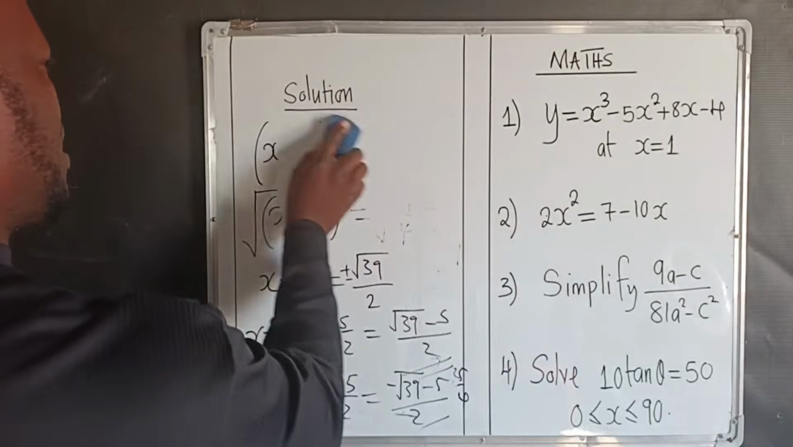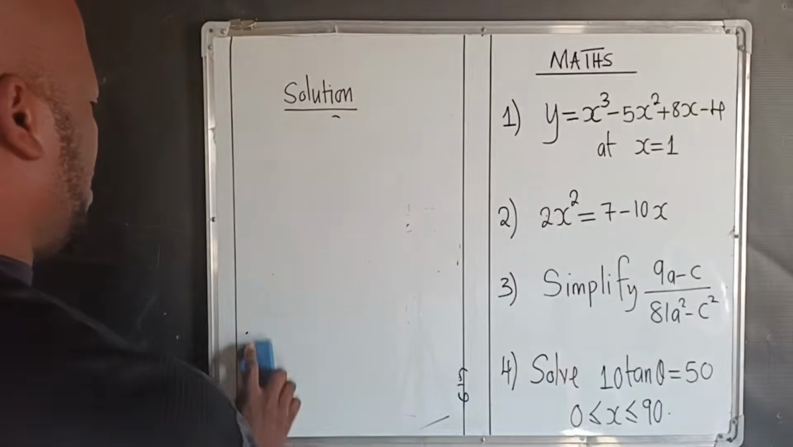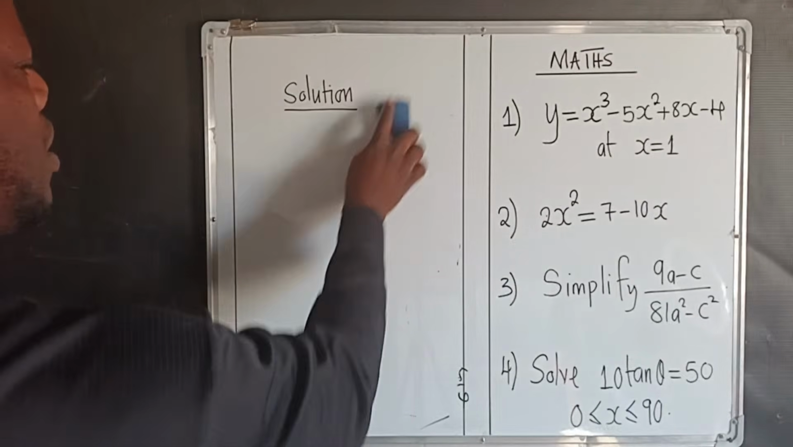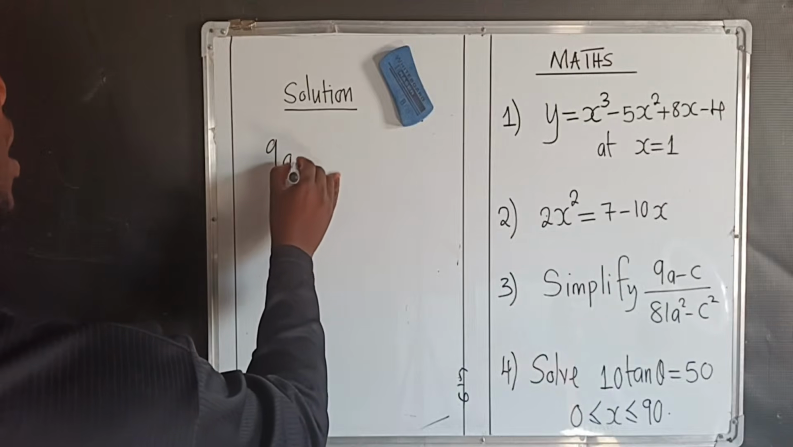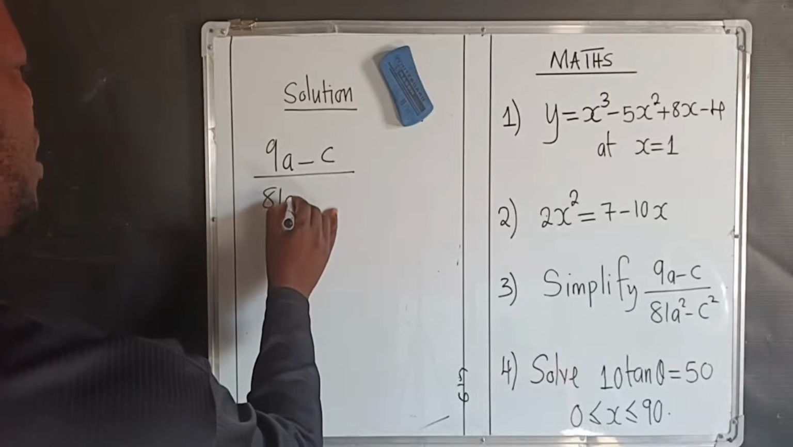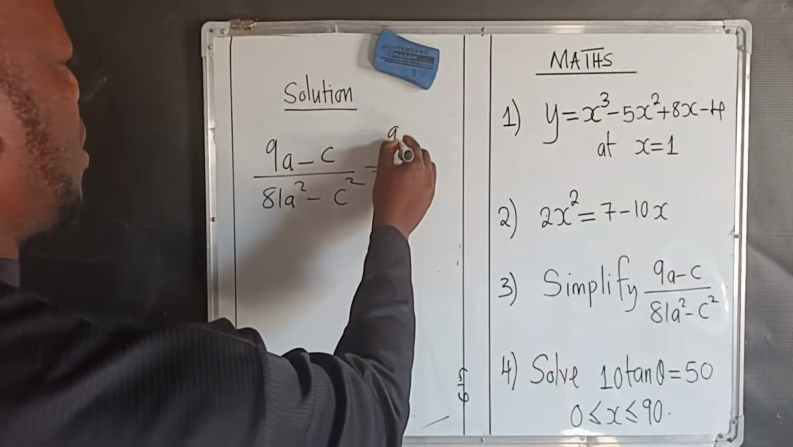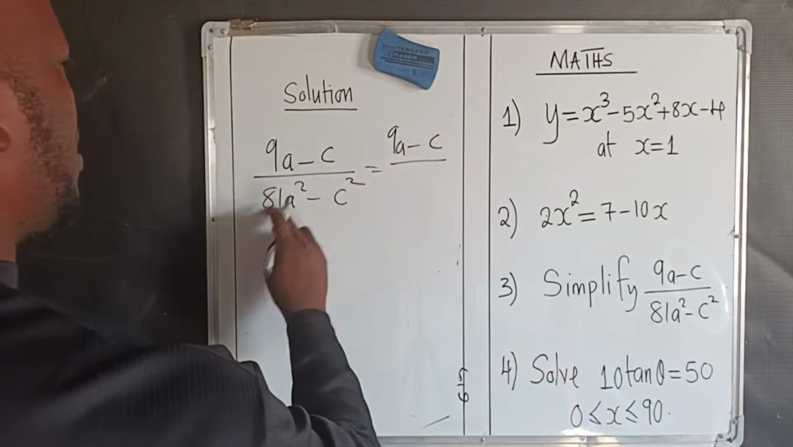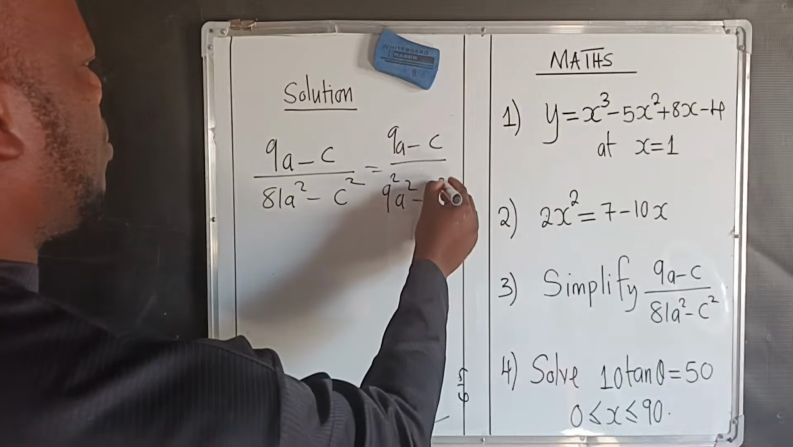So simplifying that one, it will be 9a minus c over 81a squared minus c squared. So here we can use difference of two squares down here. So this will be 9 power 2, a power 2 minus c power 2.